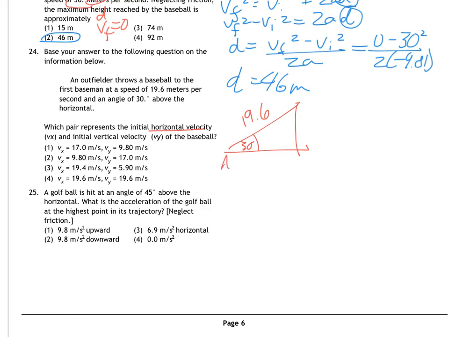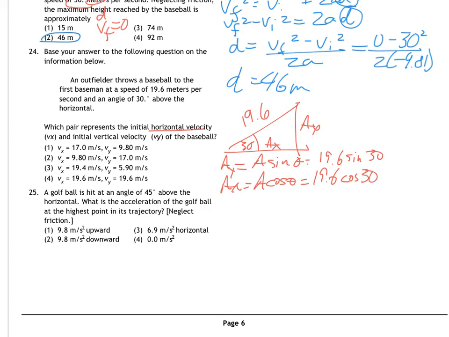So the equations that you're going to use are, if this is AY and this is AX, then AY equals A sine theta, which in this case is going to be 19.6 sine 30, and AX is going to be A cosine theta, which in this case is 19.6 cosine of 30. So let's solve for that now. The values I got were 9.8 for AY and 17 for AX. That actually looks like choice 1 to me.